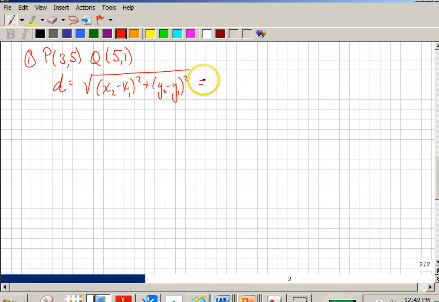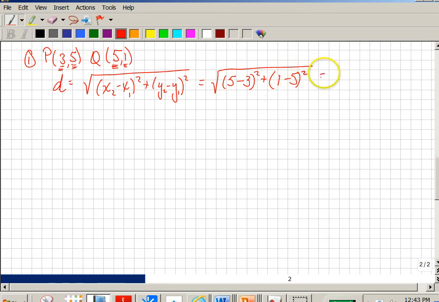And you just simply sub in the numbers. Now it doesn't matter if you call the first one x2 or the first one x1. I always start with the second one. So x2 is the first number in the second pair. That's 5. Subtract x1, which is the first number in the first pair, and we square that. And then y2 is the second number in the second pair minus the second number in the first pair.